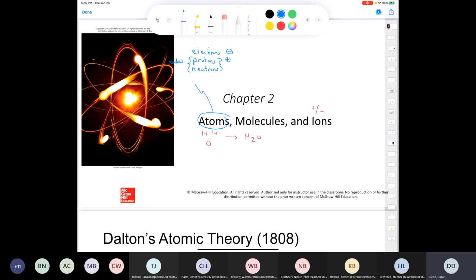Something else that's interesting is that protons and neutrons are much heavier than electrons. Protons and neutrons have masses that are very close, and they both weigh around 2,000 times more than an electron. So even though electrons are really small, they make up most of the volume of the atom, and the nucleus makes up a very small portion of the atom, even though most of the mass comes from the nucleus.